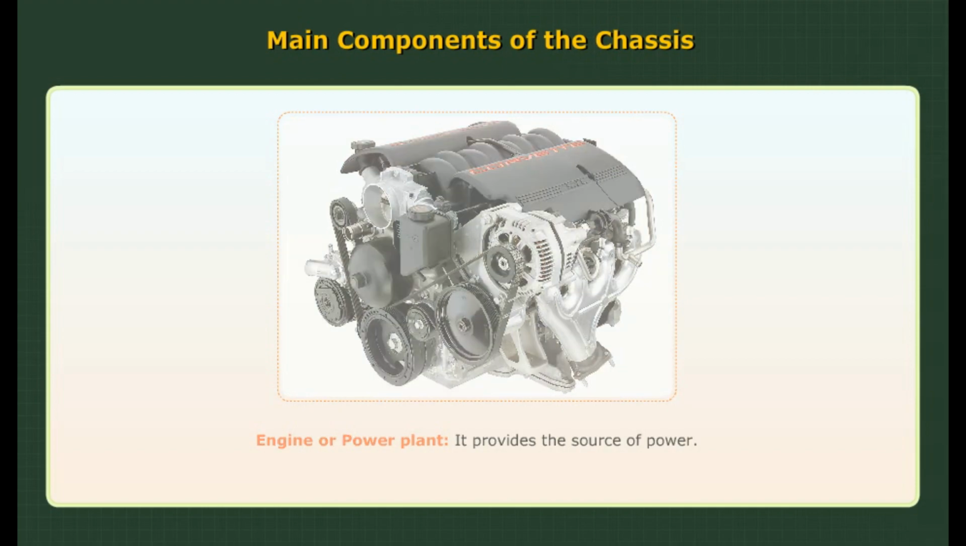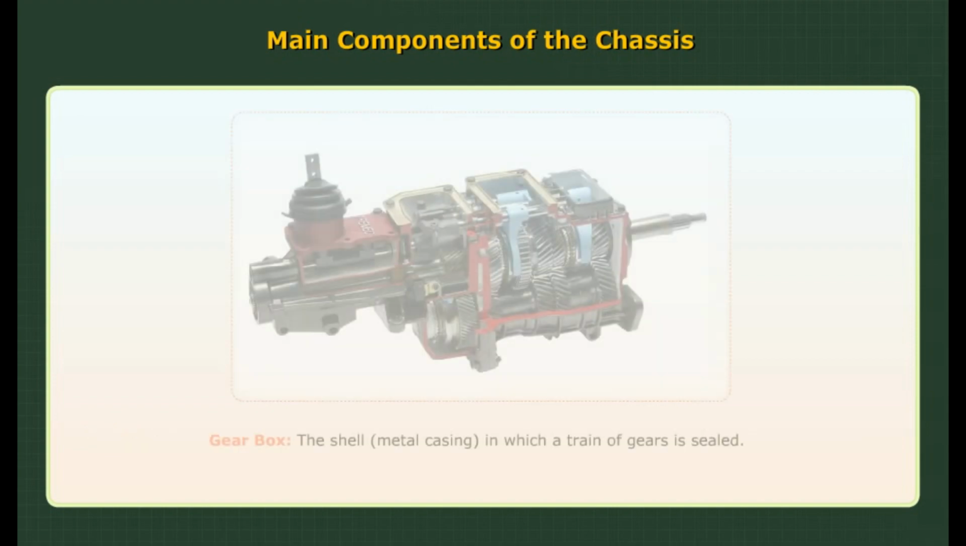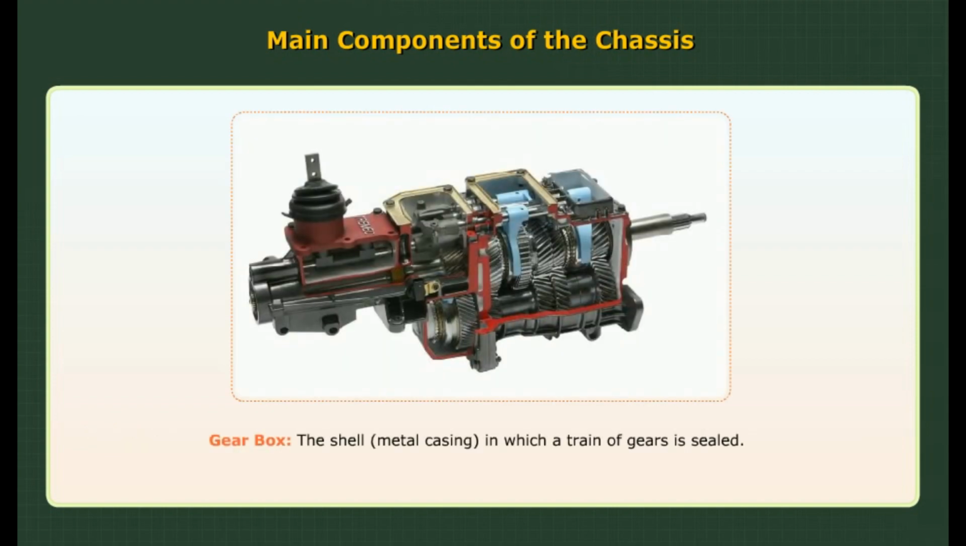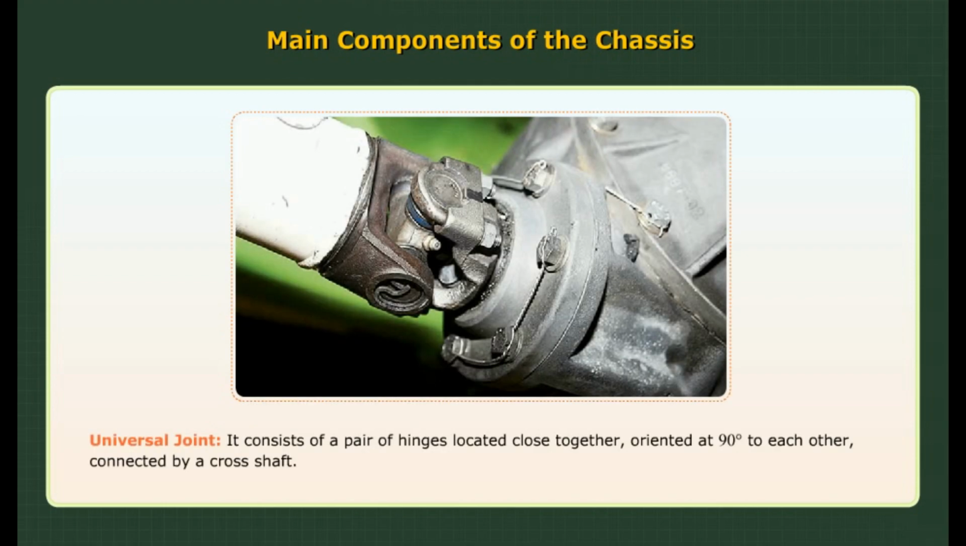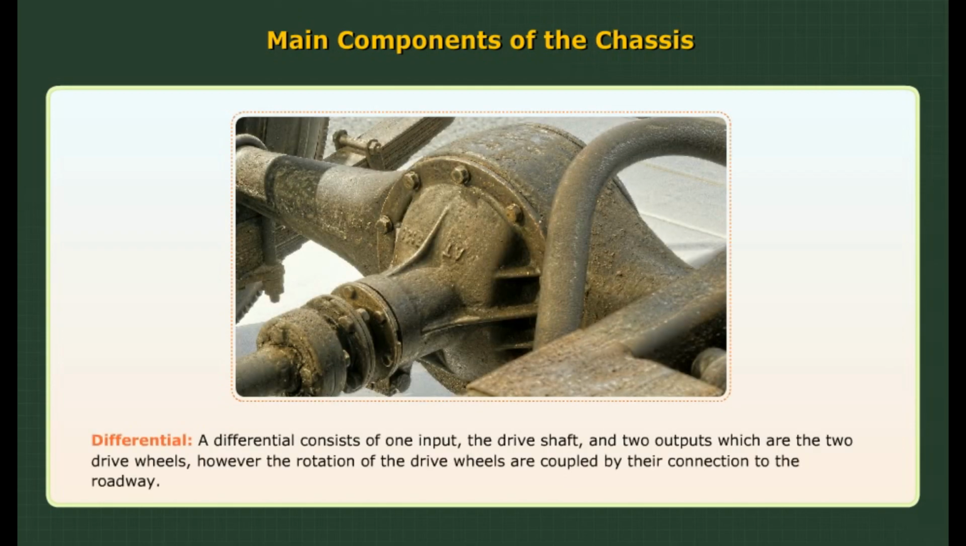It provides the source of power. Clutch. It connects and disconnects the power from the engine flywheel to the transmission system. Gearbox. The shell, a metal casing in which a train of gears is sealed. U-joint. It consists of a pair of hinges located close together, oriented at 90 degrees to each other, connected by a cross shaft. Propeller shaft. The shaft that transmits power from the gearbox to the differential gear.